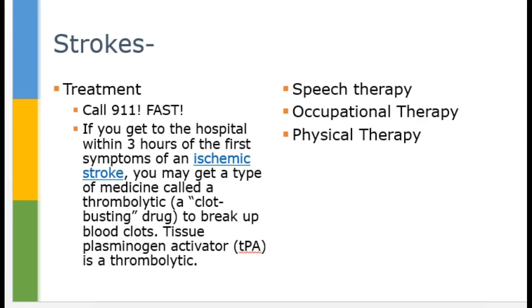A person with a stroke may have to go through some different types of therapy. If their speech was affected, they'll go through speech therapy. They may have difficulty with memory and learning basic skills. That would be occupational therapy. They may have some paralysis on one side of their body, and they would have to go through physical therapy to regain some of those movements.